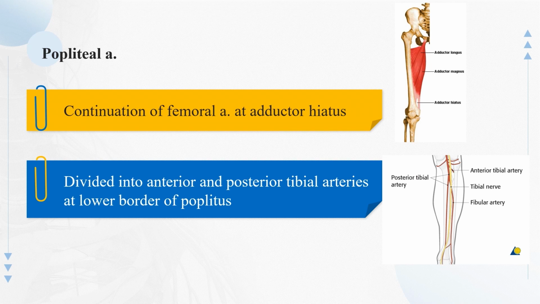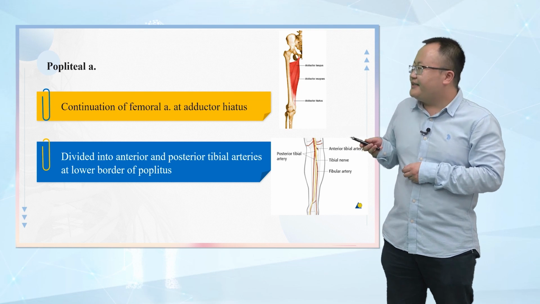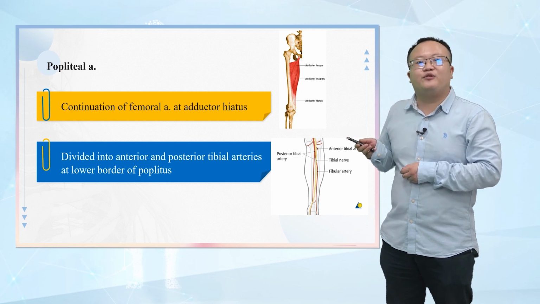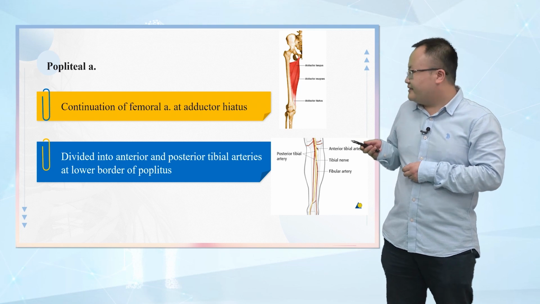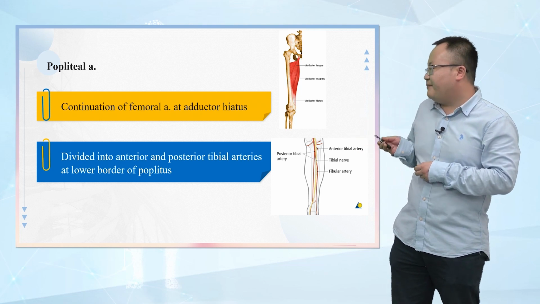The popliteal artery is a continuation of the femoral artery at the adductor hiatus, and is divided into the anterior and posterior tibial arteries at the lower border of popliteus, as shown in the picture.